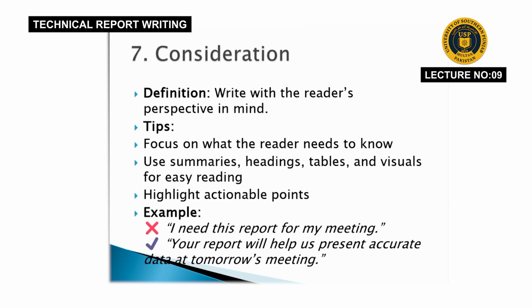The seventh and the final C is consideration. This means writing with the reader's perspective in mind. Ask yourself, what does the reader need to know? How can I make it easy for them to understand? In technical reports, consideration can be shown by using summaries, headings, and visuals to guide the reader, highlighting actionable points, focusing on readers' goals and interests.